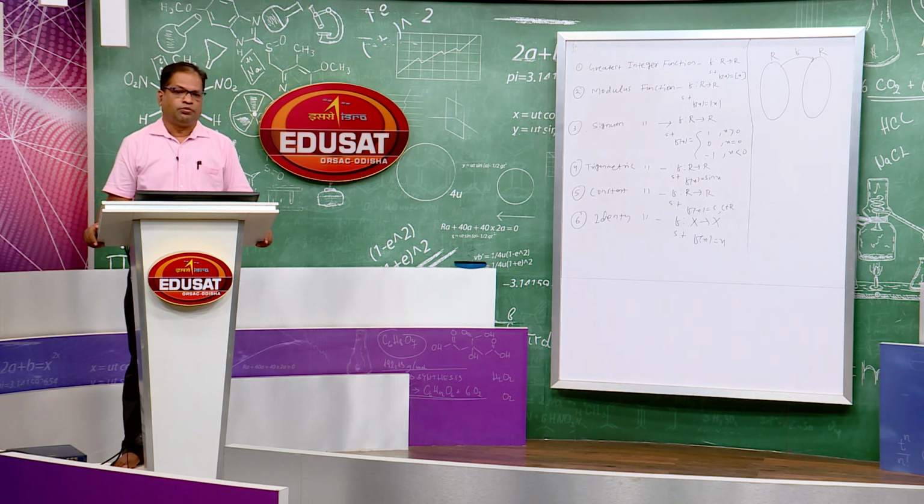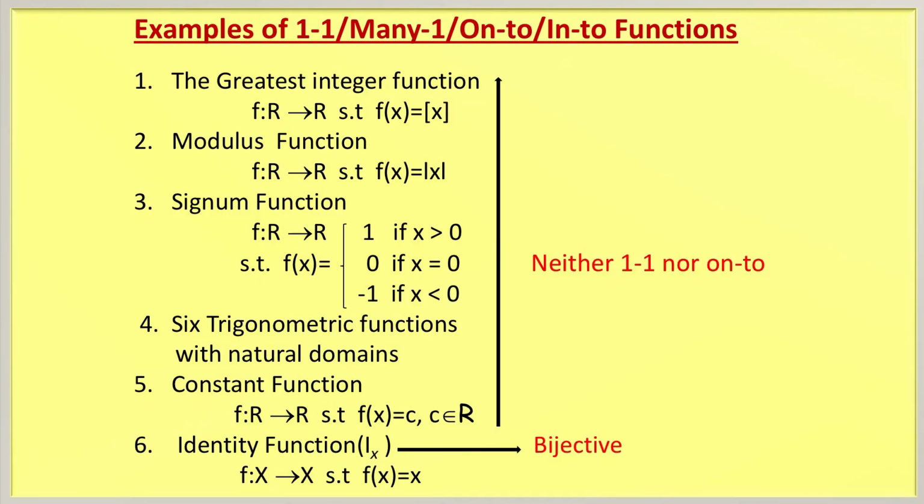Next, there are some examples of 1-1, many-one, onto and into functions. We will discuss them one by one. The greatest integer function f: R to R such that f(x) = [x], also known as the bracket function. Second is the modulus function f: R to R such that f(x) = |x|. What is mod x? Mod x may be x or minus x.